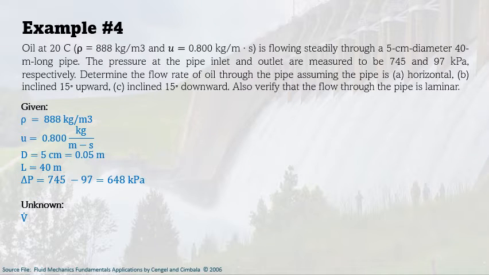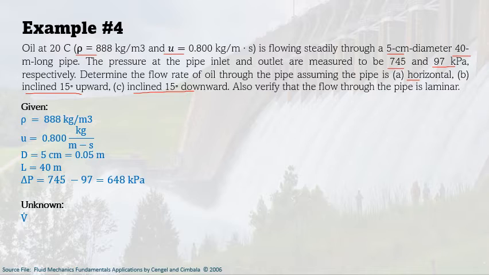Another example, we have oil at 20 degrees Celsius. The various properties are also given already, the density and the dynamic viscosity. It is flowing steadily through a 5 centimeter diameter, 40 meter long pipe. The pressures at the pipe inlet and outlet are measured to be 745 and 97 kilopascal. Determine the flow rate of oil through the pipe assuming the pipe is horizontal, inclined 15 degrees upward, and inclined 15 degrees downward. We will also verify that the flow through the pipe is laminar.